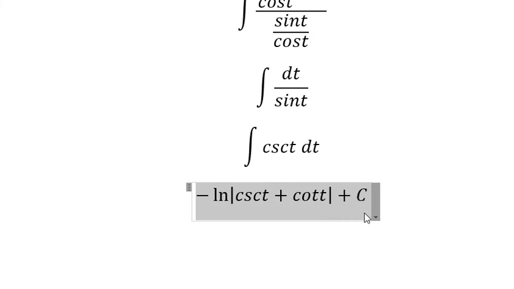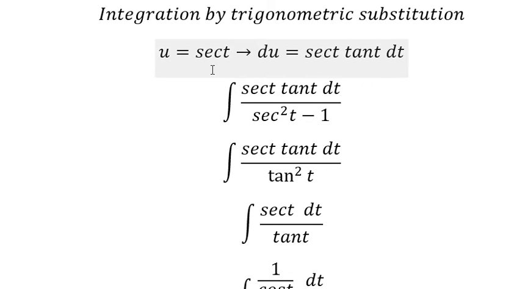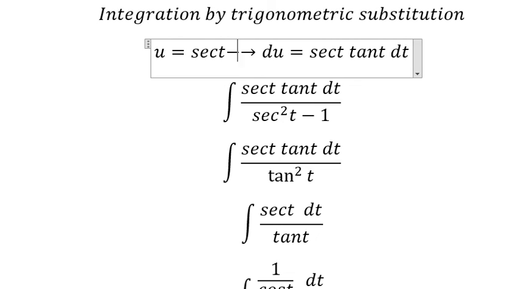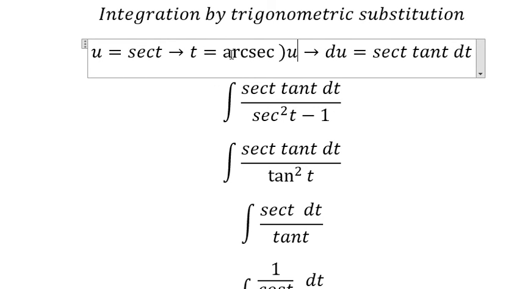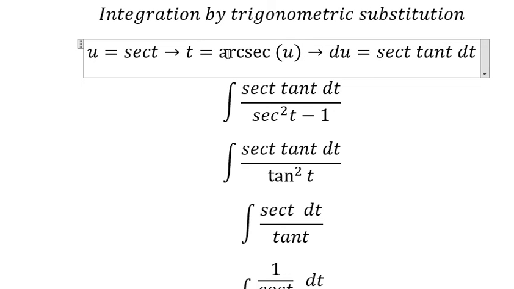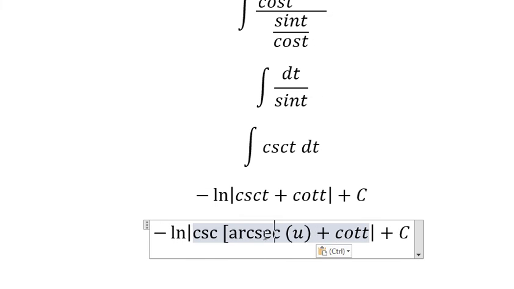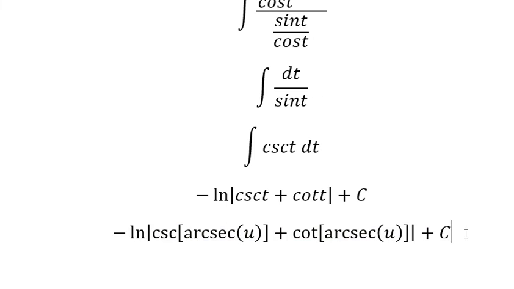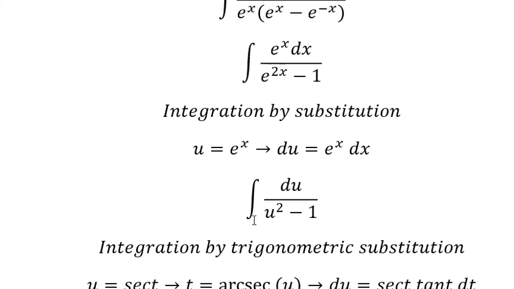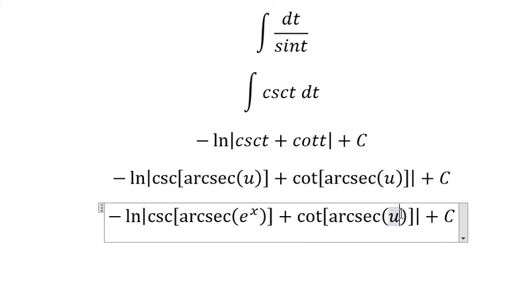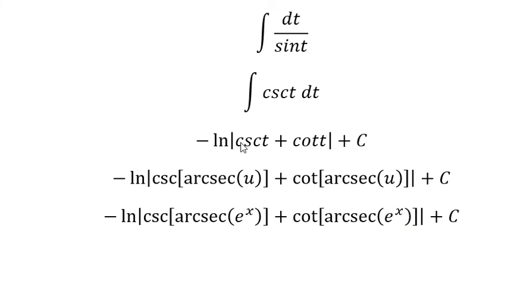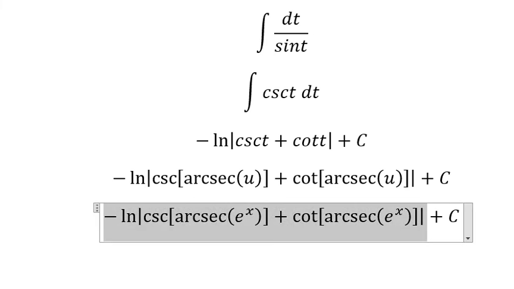About t, that is about this one. So you get t equal to arcsecant of u. So we put this one to change for t. About u, that is about this one. And this is the final answer.